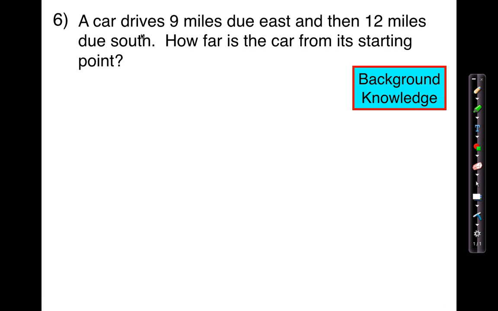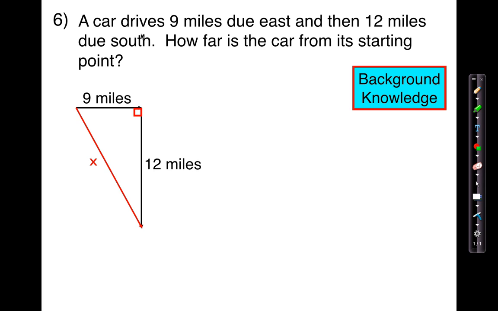I also want to go over a previous example that we've gone over from our last lesson. So here it says a car drives 9 miles due east, so you would draw an image of that. And then it says, and then 12 miles south, so draw a picture of that. How far is the car from its starting point? So it's essentially wanting us to figure out the hypotenuse.